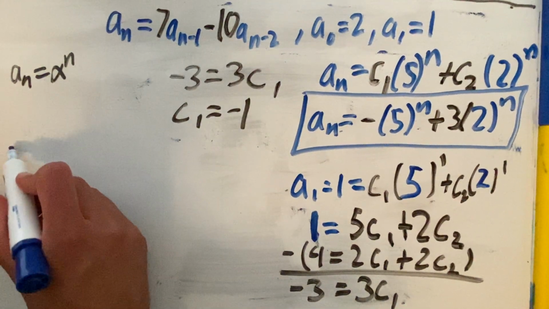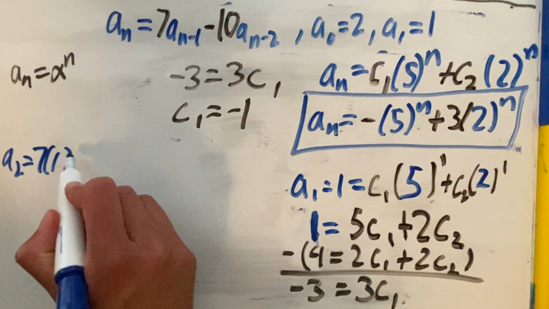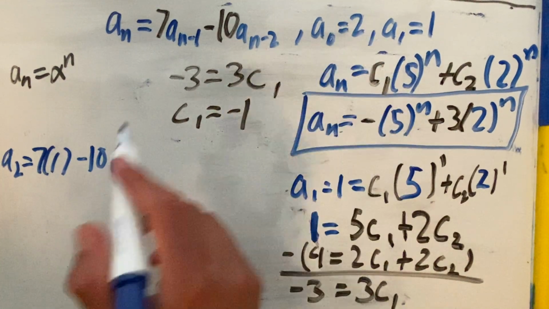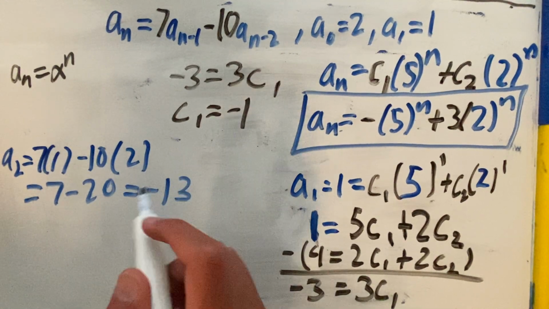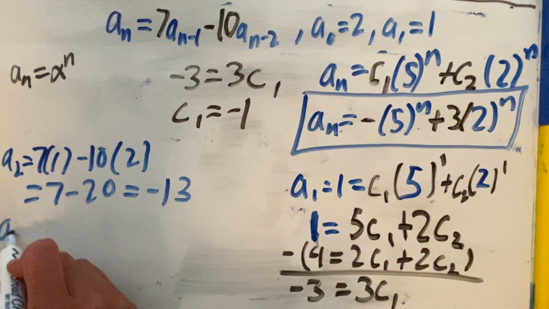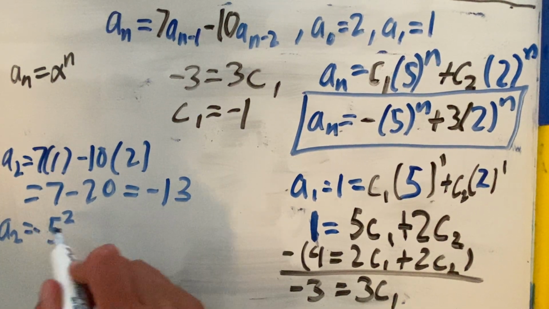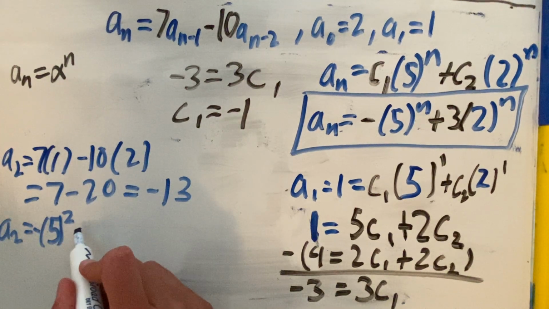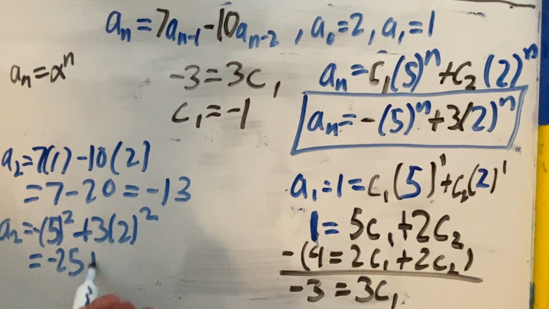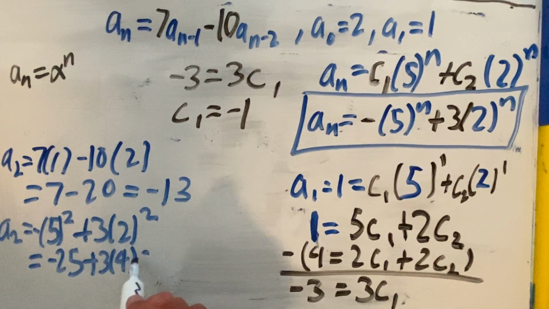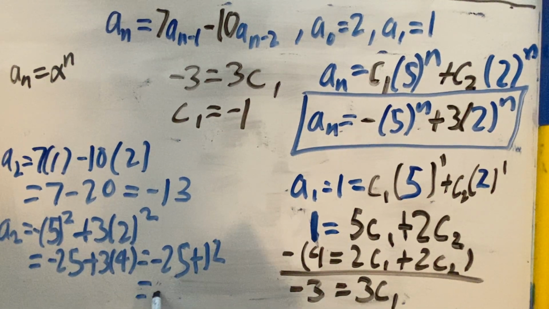So first we can do a sub 2 equals 7 times a sub 1, which is 1, minus 10 times a sub 0, which is 2, and that's going to be 7 minus 20, which is minus 13. And we can check that here as well. A sub 2 equals minus 5 to the 2 power, 5 squared, plus 3 times 2 squared. That's minus 25 plus 3 times 4, which is minus 25 plus 12, and that is minus 13.